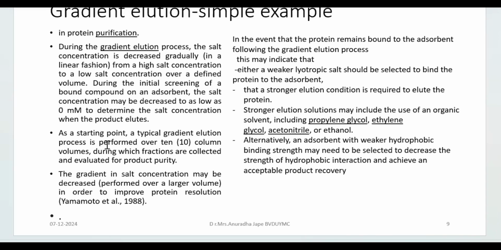So the gradient in the salt concentration may be decreased, and you can use larger volumes. So resolution, as I said earlier, the volume, the time, and the resolution, these three factors are to be optimized. So if you are imagining a column where you are trying to separate protein and the gradient elution is done, and the gradient elution mobile phase includes salt gradient, right? So what can happen? The possibilities are that the protein remains bound to the adsorbent in the column. It doesn't come out easily, right?